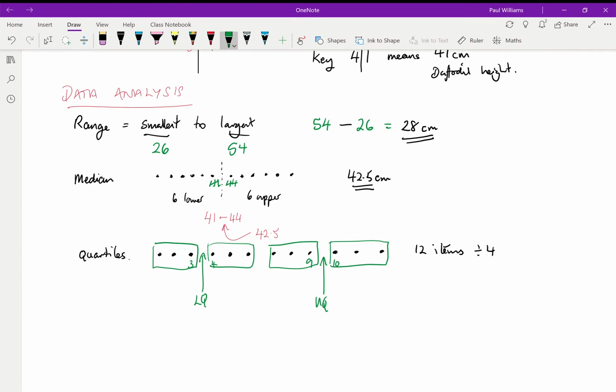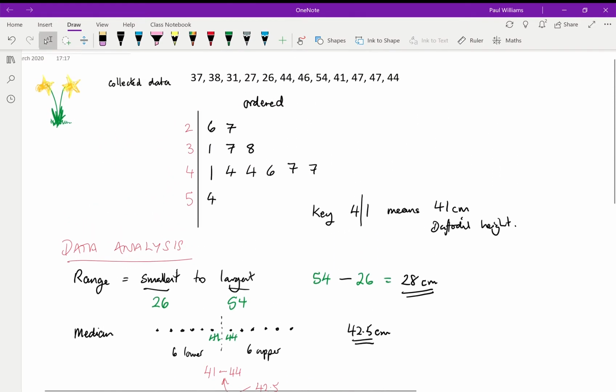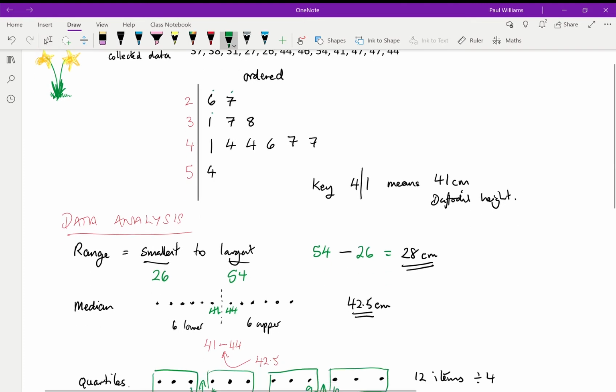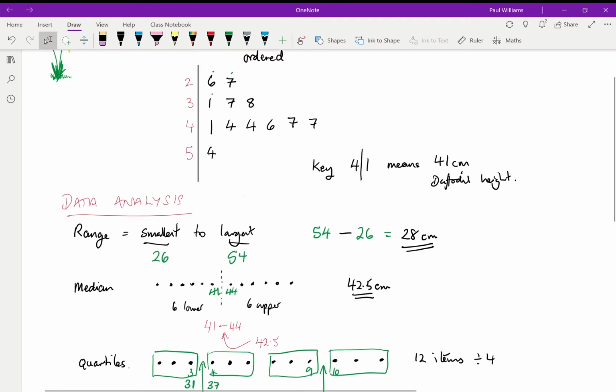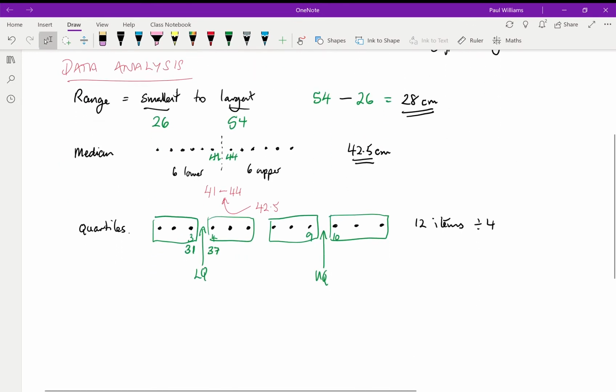So if I look back at my data, counting through, the first 3 numbers is 26, 27 and 31. So this location, that data item is 31. And this item is 37 if we look back up here. So halfway between 31 and 37 would give you 34 as the lower quartile.